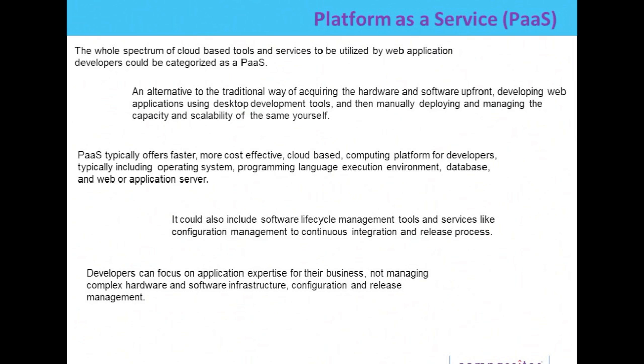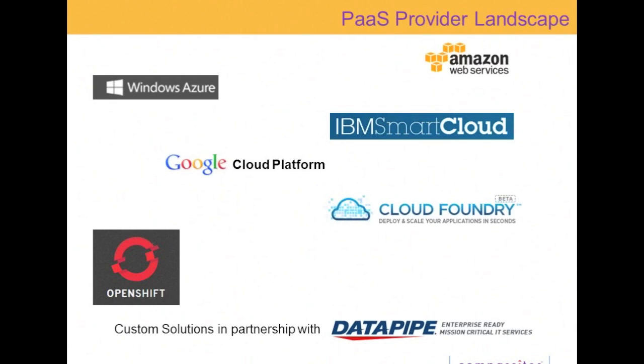It also includes software lifecycle management tools, as discussed, like configuration management and continuous integration and release processes. It allows the developers to focus especially on the application expertise for the business and not on managing the complex hardware and software infrastructure, configuring and release management. Major players who are PaaS providers are Windows Azure from Microsoft, Amazon Web Services, IBM SmartCloud, Google Cloud Platform, then there's Cloud Foundry, OpenShift, and recently DataPipe, who's one of our partners in cloud computing services.